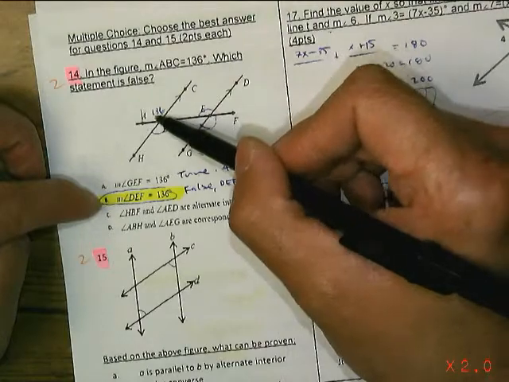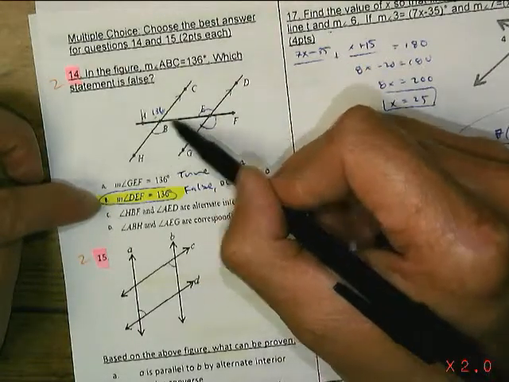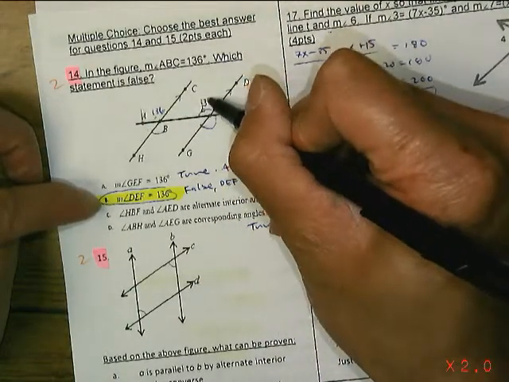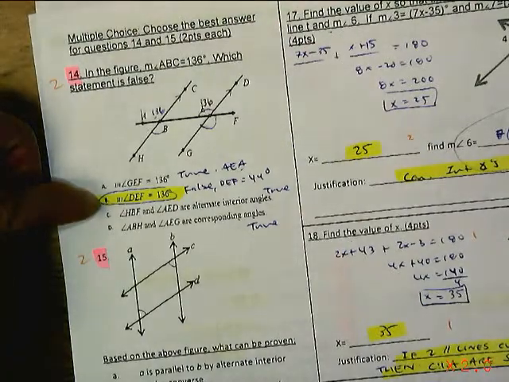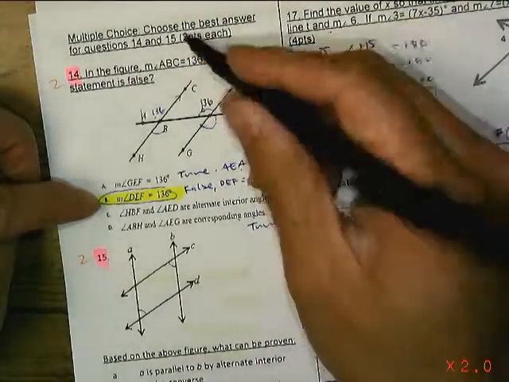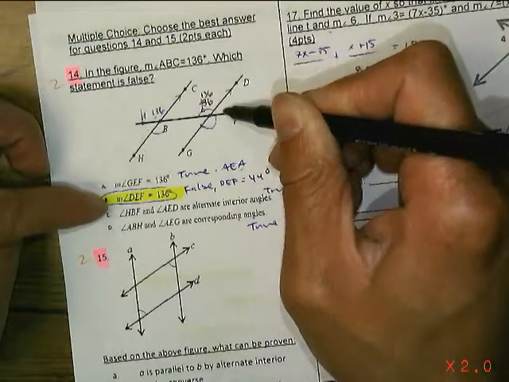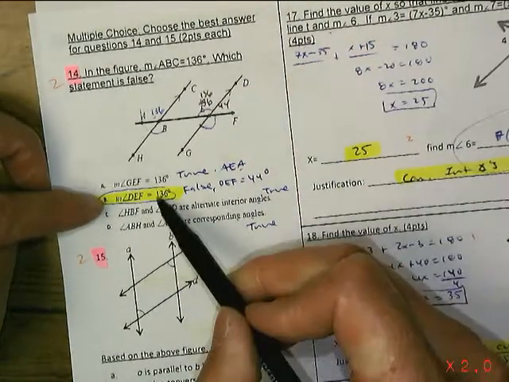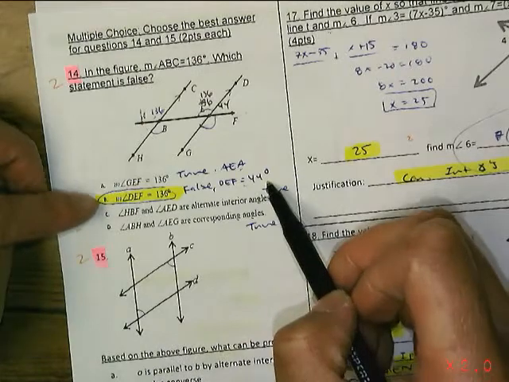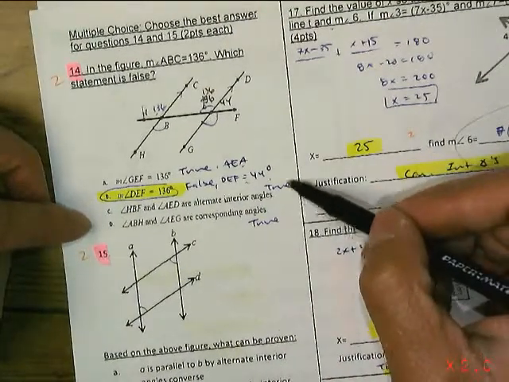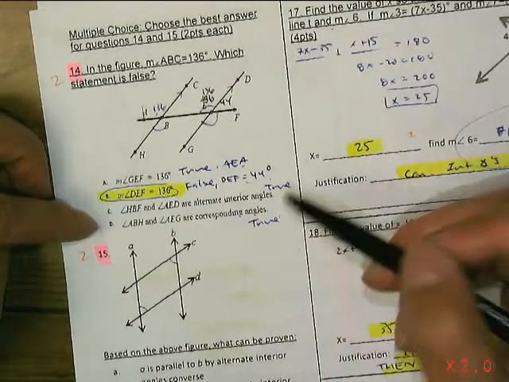DEF and ABC should be corresponding, which means this should be 136. Oh, sorry. DEF, that's this side. So if this is 136 because of corresponding, this side would have to be 44. And that would be incorrect. That's false. I also go through and make sure that both of the other 2 are true.